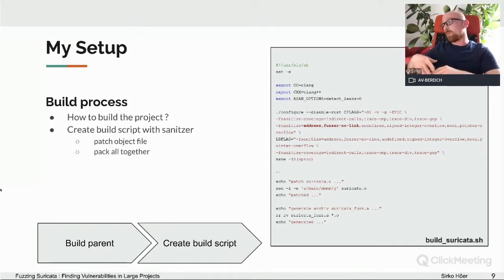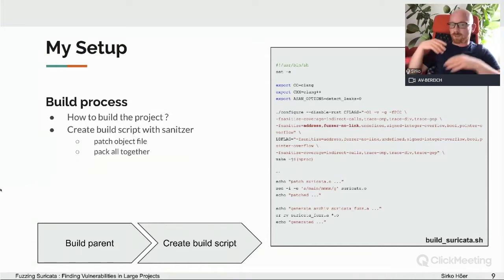The third big thing for the build process and making fuzzing possible for this project is that I have to patch the suricata.o object file, because the normal build process links all object files together into one executable, but for the fuzzer I need only the library and not the executable.